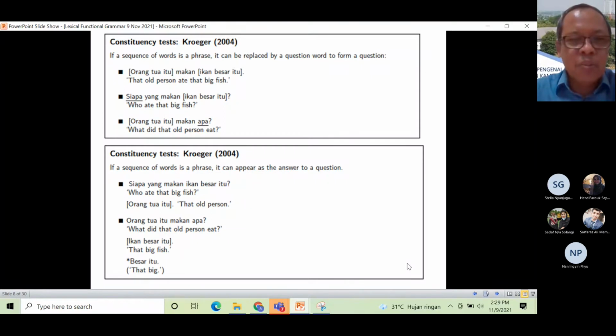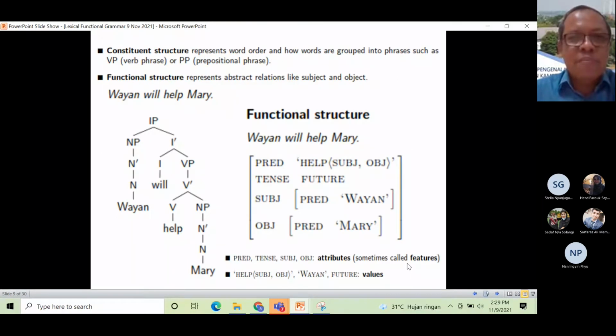And so on. In Indonesian, "orang tua itu makan apa?" What did that old person eat? And then you say "that big fish." So it can answer the question as a unity. But you cannot say "that big." That big what? That's not clear here. All right, so this is the way to make a constituent test.